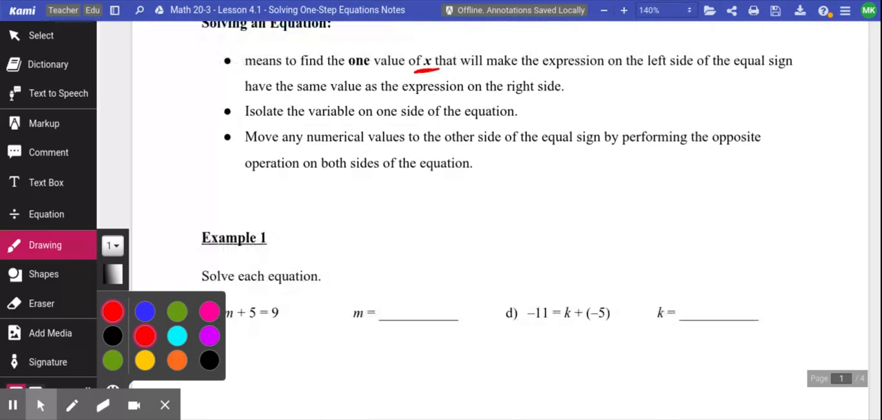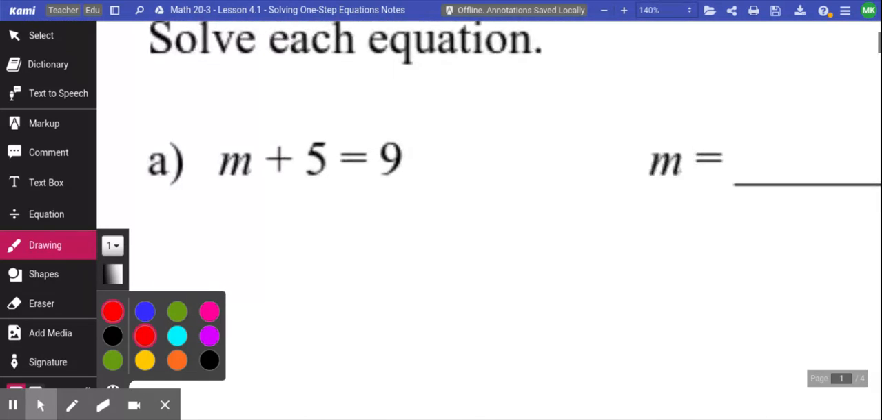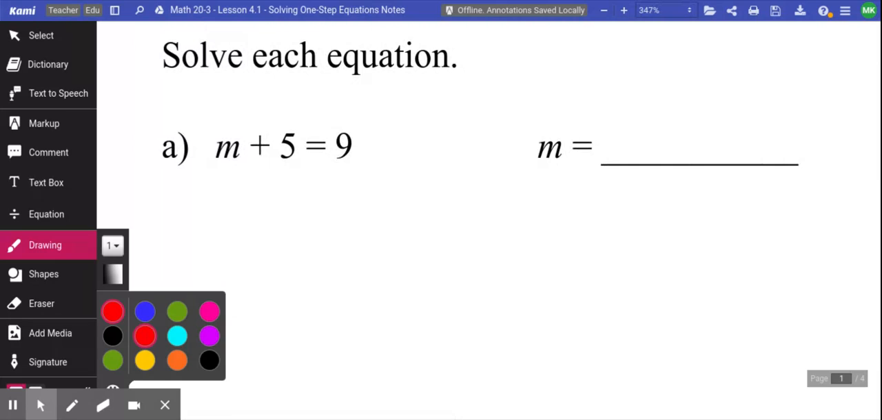So for instance, when you look at this first question, it says m plus 5 equals 9. Our goal is to figure out what value of m would actually make that true. And yeah, you can sometimes look at them, especially easier ones, and just know. You could look at it and be like, oh, it's 4. 4 plus 5 is 9. So you could do it in your head. But the idea for today is to build up this concept of opposite operations and solving for m algebraically.